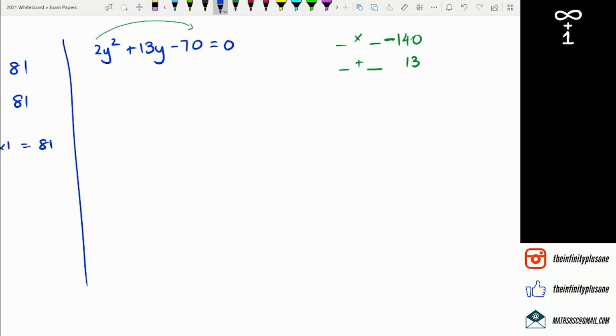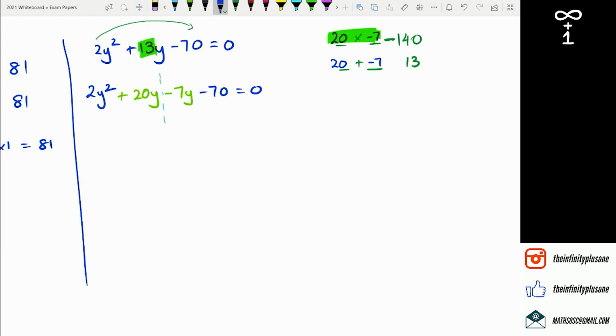So what do we got here? We've got two numbers that multiply to negative 140 and add to 13. So I'm guessing that's 20 and negative 7. So what we're going to do is replace the 13 with 20 and negative 7. So we're going to split this up as 2y squared plus 20y minus 7y, and we've got minus 70 equals 0.